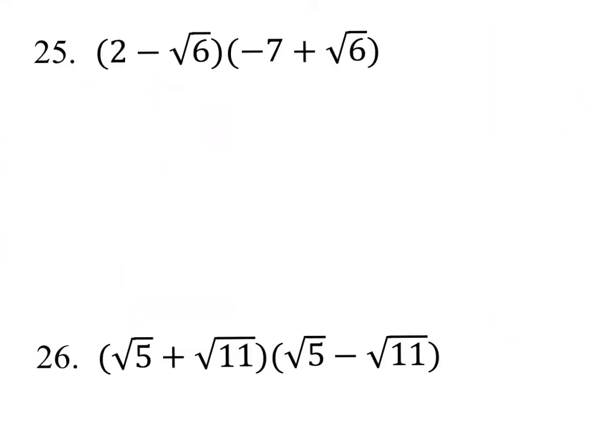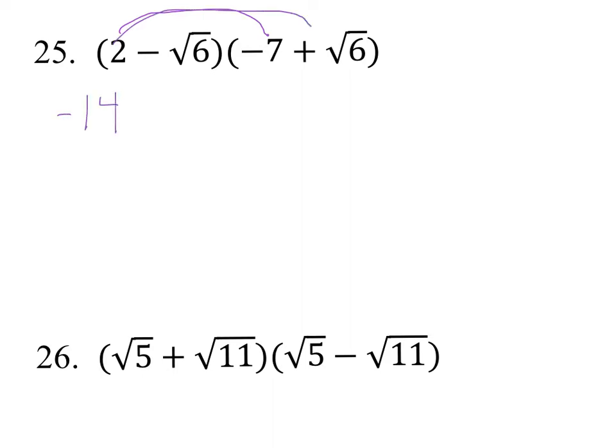Number 25. For this first one of multiplying, I'll go over in detail how to do it. However, the other ones I will be expecting you to know how to do: first, outside, inside, last. So here's my first two terms. That gives me the negative 14.